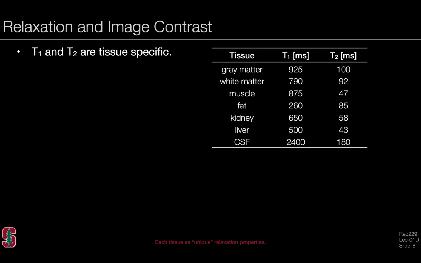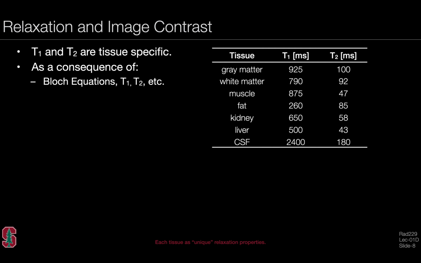So T1 and T2 values are tissue specific, and this is what fundamentally makes MR so important from a clinical perspective, the so-called soft tissue contrast. So we can see, for example, that gray matter has a T1 of 925 milliseconds, while white matter has a T1 value of 790 milliseconds.